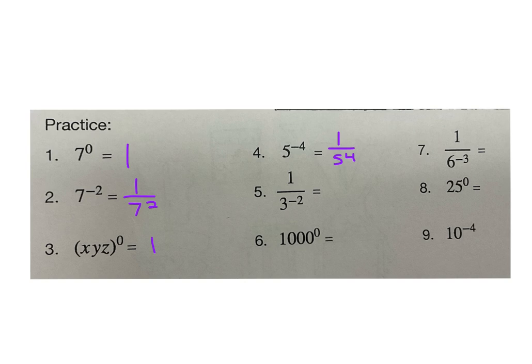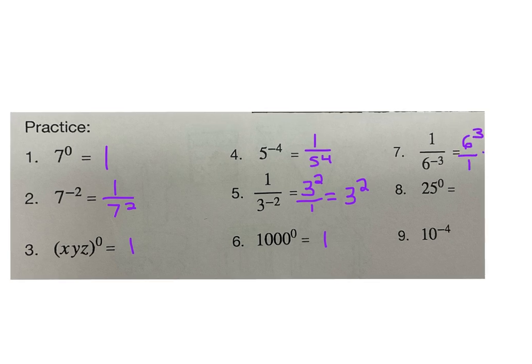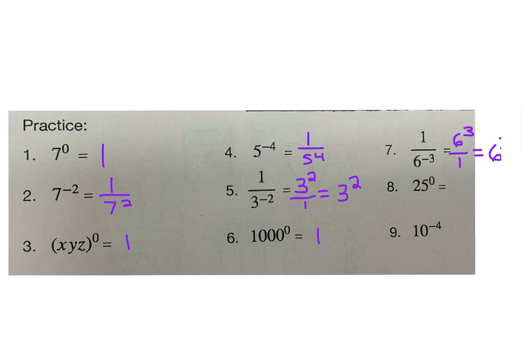1 over 3 to the negative second. To make that exponent positive, we take the reciprocal. So since it's in the denominator, it comes to the numerator. And then anything over 1 is itself. We get 3 squared. 1,000 to the power of 0. Anything to the power of 0 is 1. 1 over 6 to the negative third. Our reciprocal would be 6 to the third over 1, which reduces to 6 to the third. Take that reciprocal and make that exponent positive.